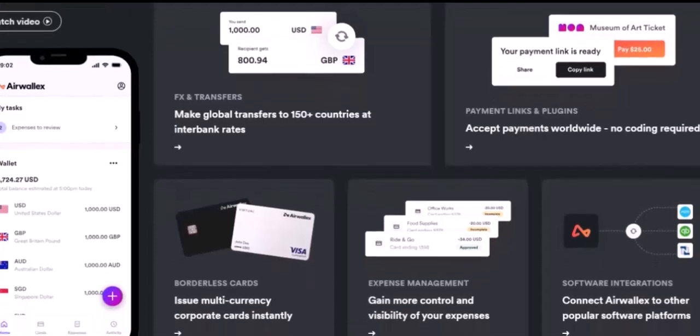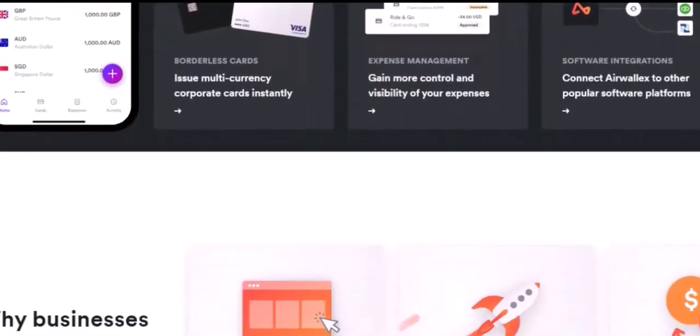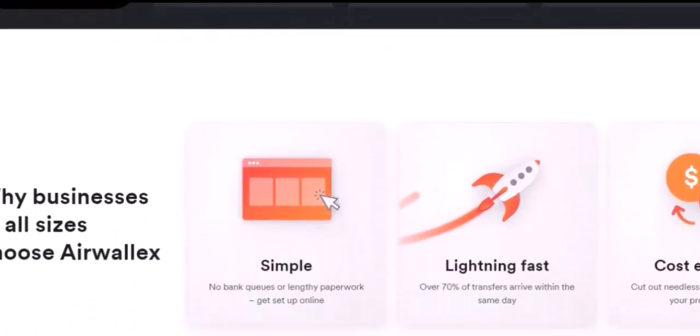Airwallex is a powerful tool for businesses that operate internationally. By providing a seamless and efficient way to manage cross-border payments, Airwallex helps businesses grow and succeed in the global marketplace.